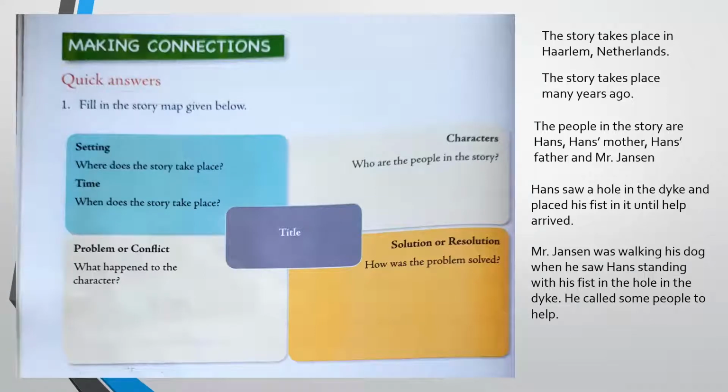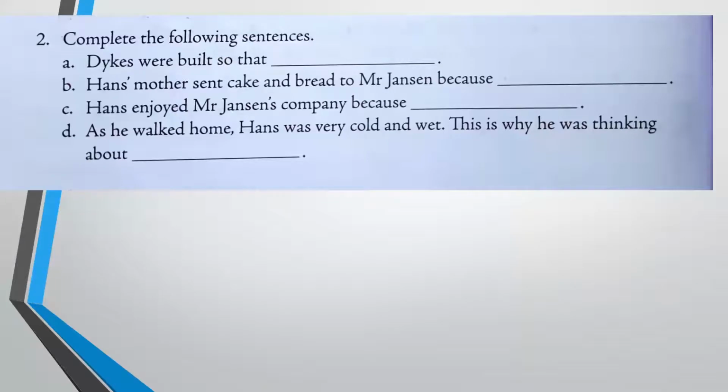Let's go further. Complete the following sentences. Dikes are built so that... Hans's mother sent cake and bread to Mr. Jansen because... Hans enjoyed Mr. Jansen's company because... As he walked home, Hans was very cold and wet. This is why he was thinking about... Now, to answer these questions, you will have to know the text very well. So I hope you have read it over and over again because that is the best way to learn English literature. So let's begin with the first one.